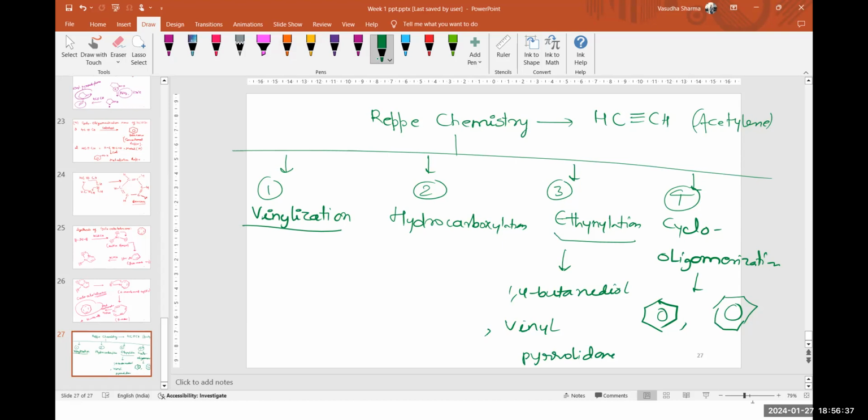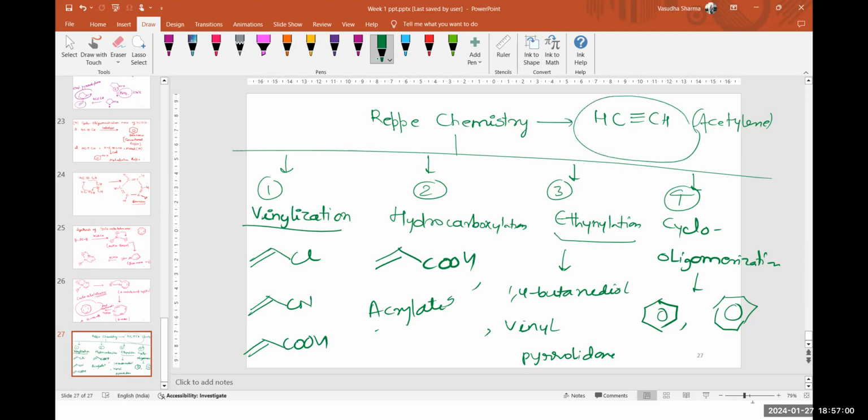Then in hydrocarboxylation, where we use carbon monoxide, we can make vinyl carboxylic acid also, and also acrylates, which are the esters. And in vinylation, we know that vinyl chloride, vinyl cyanide, vinyl carboxylic acid, everything can come under this chemistry. So this is all coming from your acetylene molecule. So this signifies the importance of acetylene in our systems.